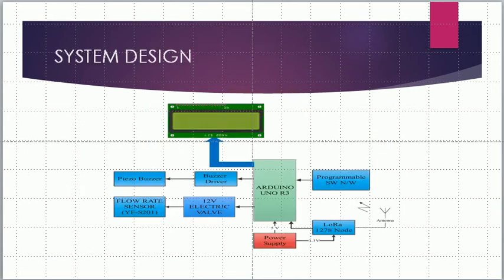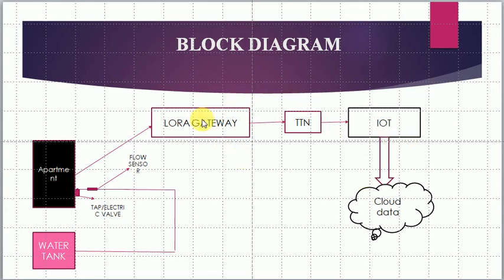Next, here is the block diagram of this LoRa low power WAN. Here the water flows from the water tank to each and every apartment family member. We can collect the data from the electric valve and flow sensor, and from the LoRa gateway we can stop the water flow. TTN and IoT store the data according to the condition of each and every apartment.